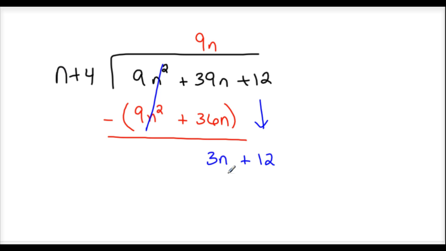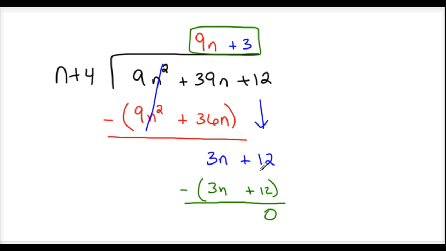N goes into 3n how many times? Positive 3 times. N times 3, 3n. 4 times 3, positive 12. Again, this works out nicely for us with a remainder of 0. 3n minus 3n is 0. 12 minus 12 is 0, and our remainder is 0. So the quantity n plus 4 goes into this quantity 9n plus 3 times.